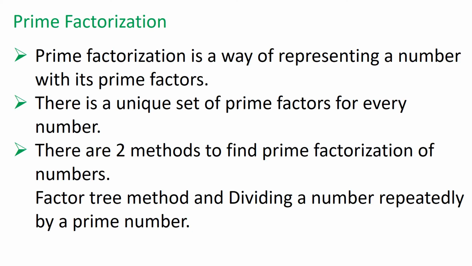Prime factorization. Kids, let us see what is prime factorization of a number. It is a way of representing a number with its prime factors. There is a unique set of prime factors for every number. There are two methods to find the prime factorization of numbers. The first is factor tree method, and second, dividing a number repeatedly by a prime number.